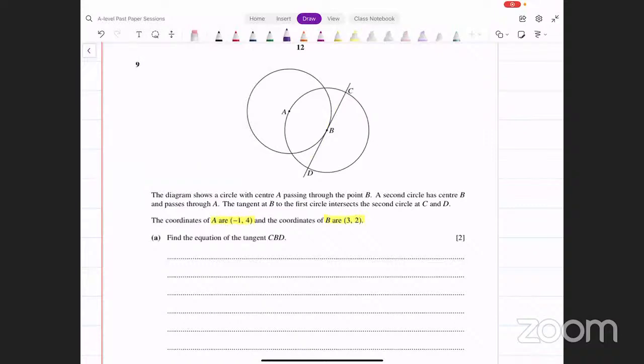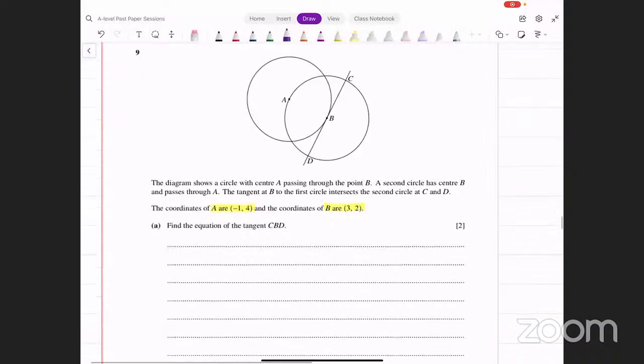Find the equation of the tangent CBD. CBD is a straight line. Straight line के लिए क्या चाहिए होता है आपको? You need two things: one point and a gradient. एक point और एक gradient. Point पता है हमें? B point lies on this line. Point तो पता है. So we have this point B. That's 3, 2.